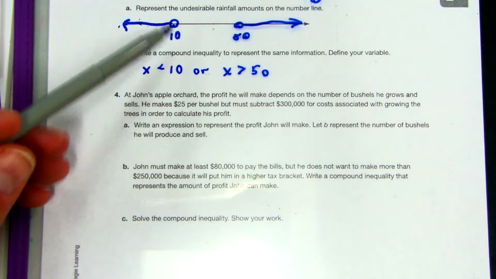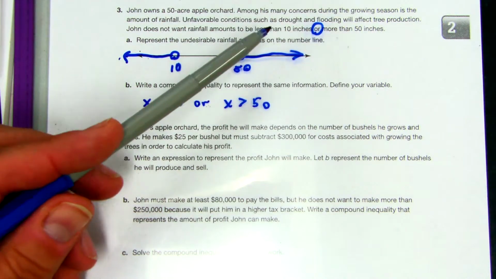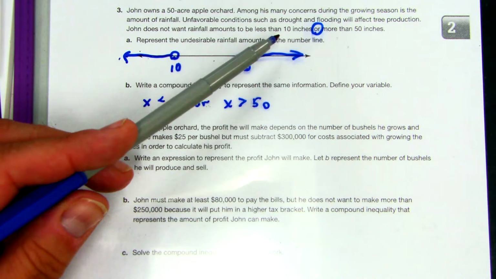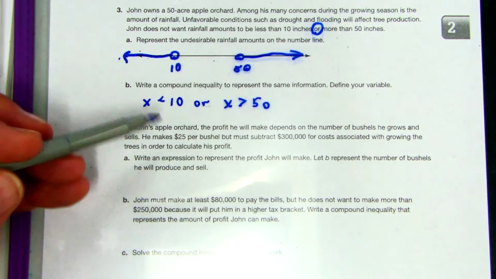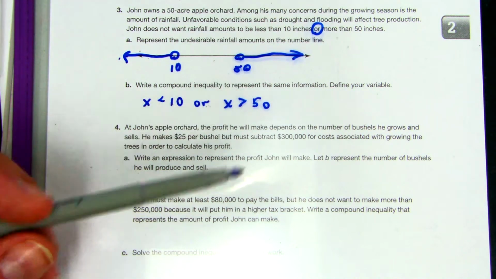Now, what would make this inequality different? Well, if they had said it had to be 10 inches or less, then 10 inches could be an answer. But here it said it had to be less than 10, so 10 is not included in the answer. And neither is 50. It said more than 50. 50 is not more than 50, it's equal to 50.